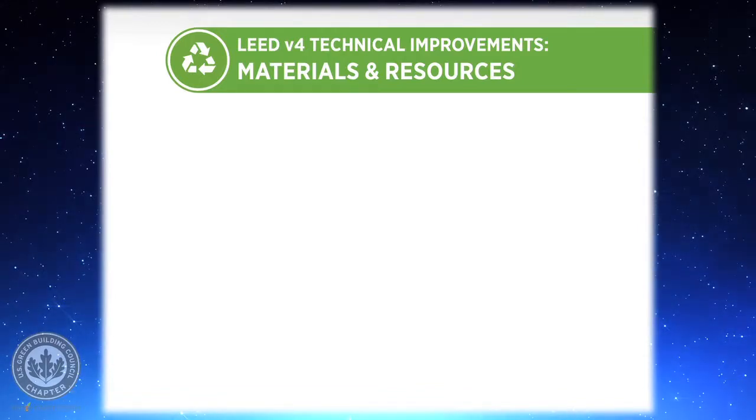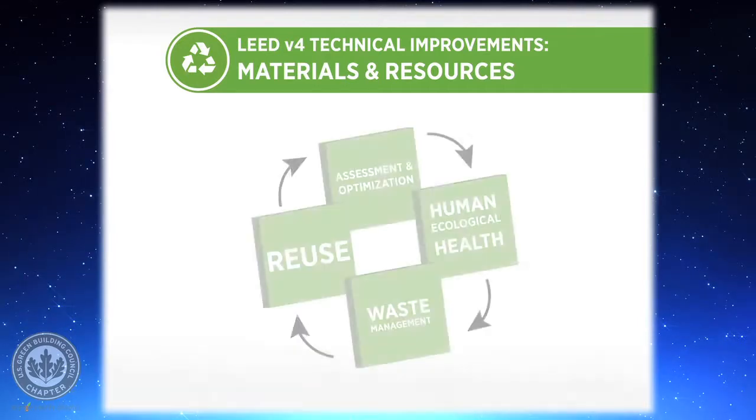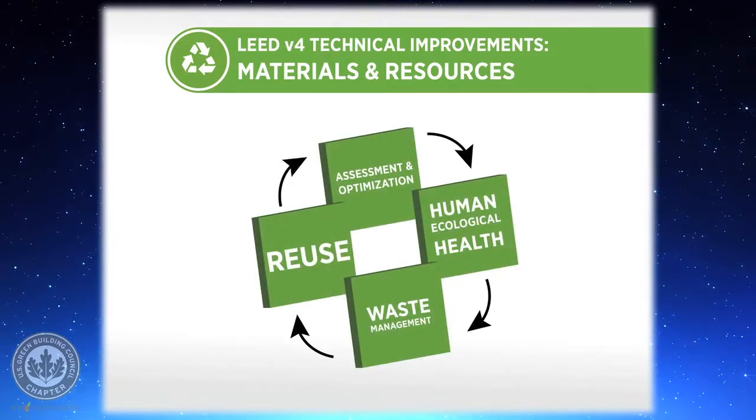So materials and resources. This is the credit category in the rating system where there's been the most chatter and concern about the changes here. So we made a very pretty graphic that represents the approach that we've taken to materials and resources in version 4. We call it a lifecycle thinking approach to building products and materials.